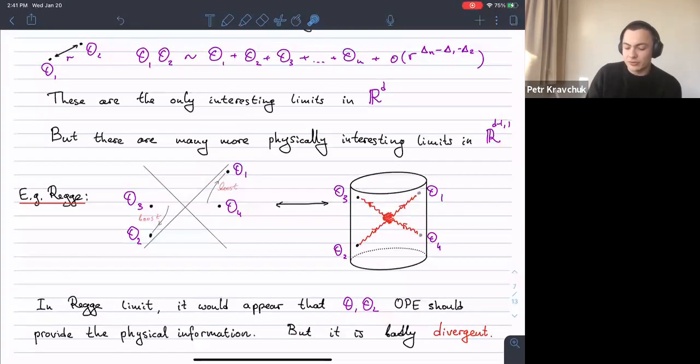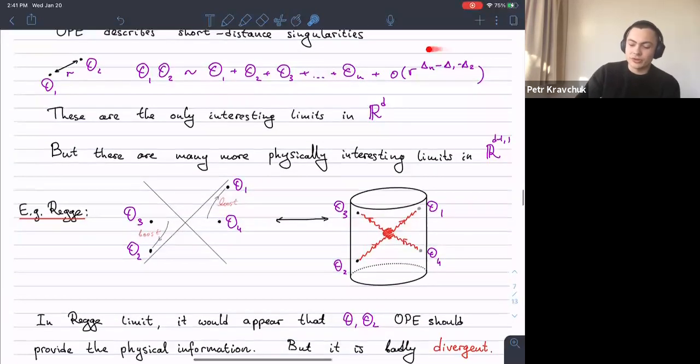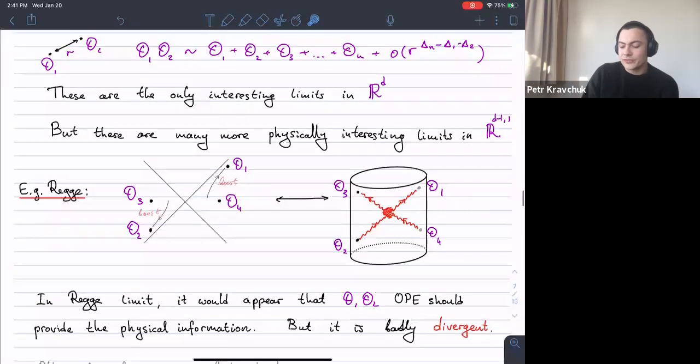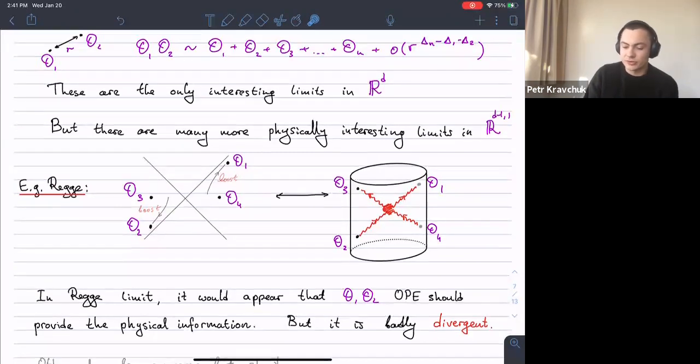And you can take other OPEs, for example, between O2 and O4, O1 and O4, but it turns out that while these OPEs converge, they are not dominated by any particular operator in this limit, and they converge slower and slower as you approach this configuration. So while you can in principle compute the correlation function, it's not clear physically what is the quantity that dominates this process.